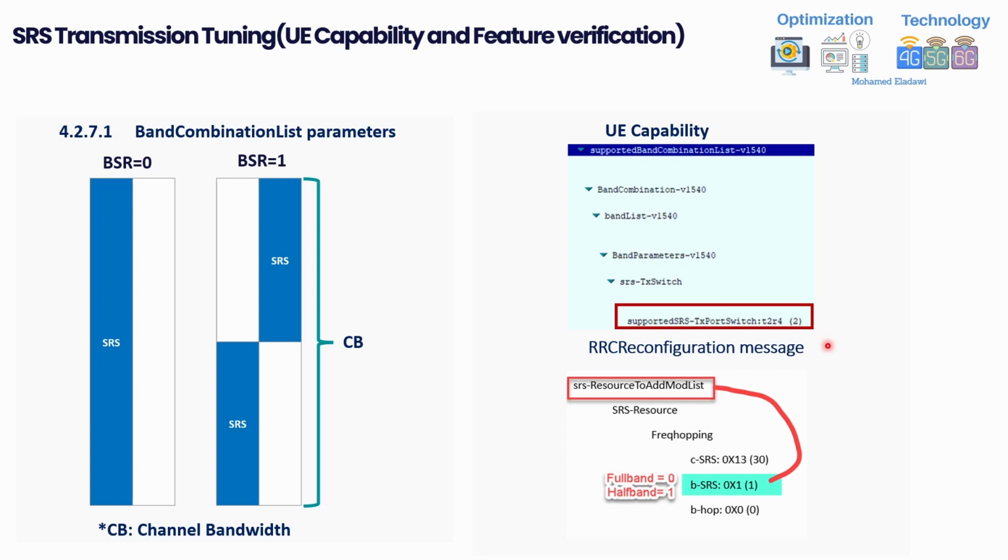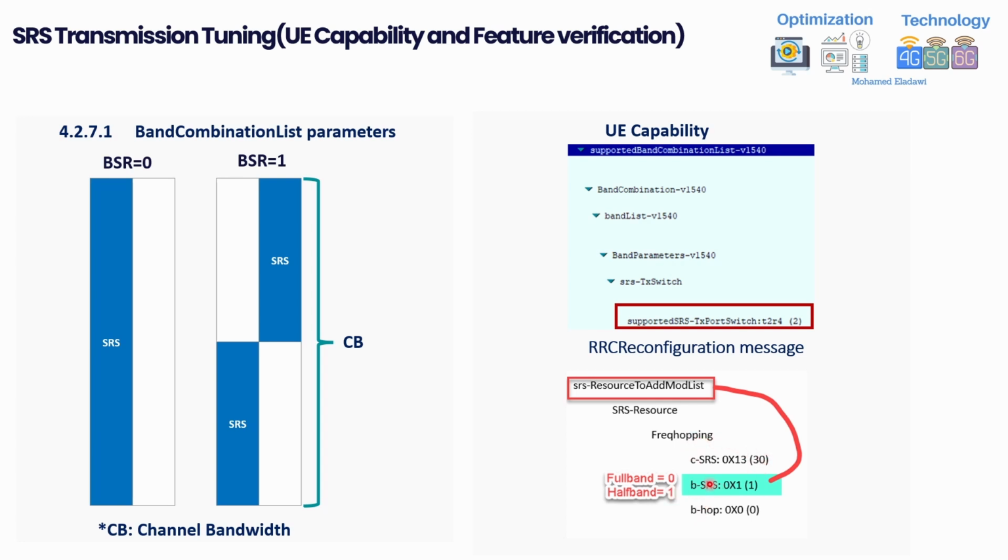And how do you confirm from the configuration whether the configuration has been changed or not? You can check the RRC configuration message, SRS resource to add mod list. Under this, you'll find something called SRS resource, and under SRS resource you find the value of BSRS, which we mentioned in the previous slide. If it's 0, this means full bandwidth. If it's 1, this means half bandwidth. In this case, you can start making the testing and verify your field testing and so on.